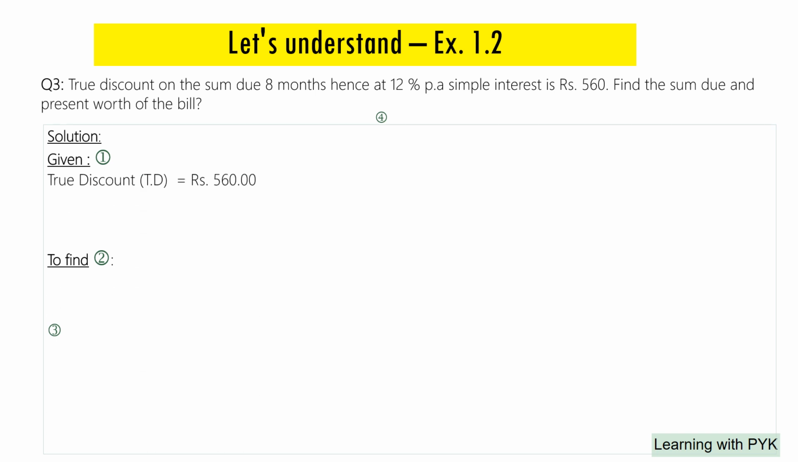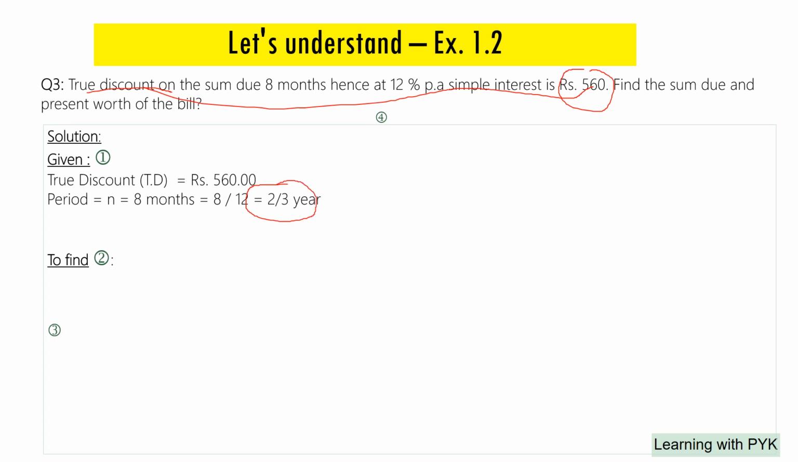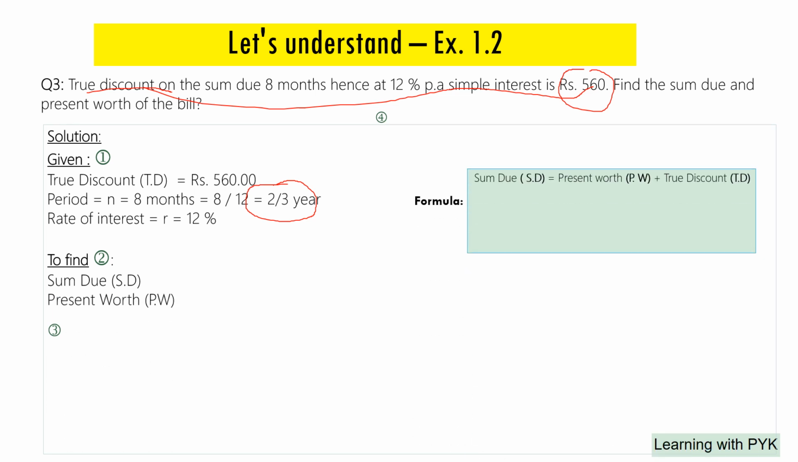So given is the true discount, which is 560. We have been given the period, that is 8 months. We'll convert it into years. So 8 divided by 12, which is 2 by 3 of a year. Rate of interest is 12%. We have to find the sum due and the present worth. So the formulas, repeat the formulas again and again so that you don't forget.